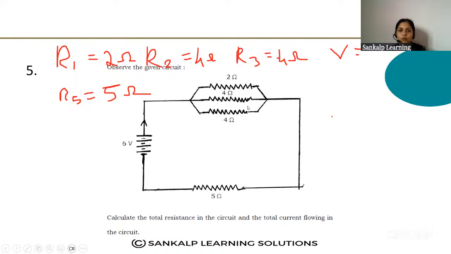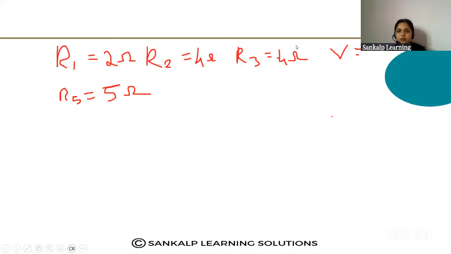These three resistors, 2 ohm, 4 ohm and 4 ohm, are connected in parallel, and the 5 ohm resistor is connected in series. First you have to find out the total resistance. Okay, let us find out the total resistance. V is equal to 6 volt. Now let us find out the total resistance in a parallel connection.